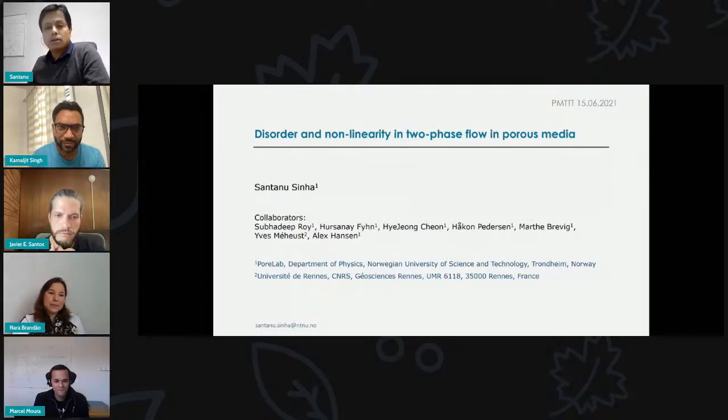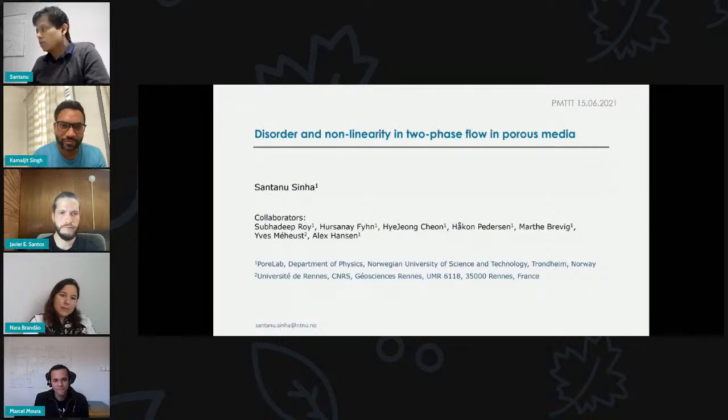I'll be talking about the nonlinearity that we see in two-phase flow in steady state, and how different disorder and different system parameters control this nonlinearity. My collaborators here are Subhadeep Roy, who is a postdoc, Hursanaf, Haijing, Hakon, who are PhD students, Martin Breivik, who is a master student, and Professor Eirik Flekkøy and Professor Alex Hansen.